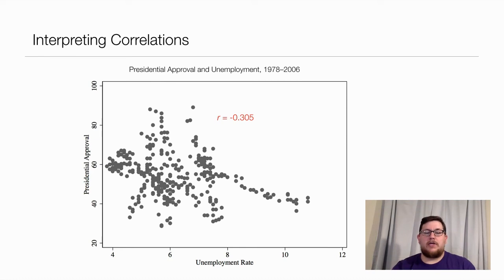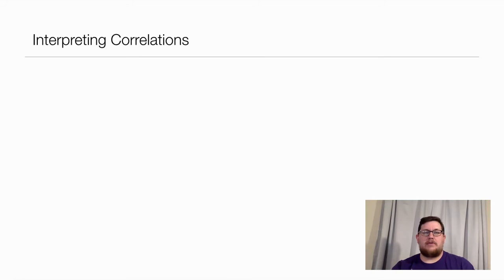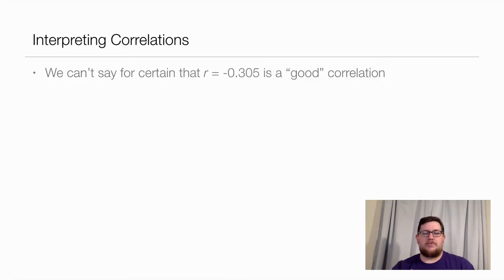All right, so in the case of our data, these two variables are correlated at negative 0.305. So they share about 30.5% of their variance, and they're negatively related. They have that indirect negative correlation. Now, interpreting these correlations, we can't say for certain that r equals negative 0.305 is a good correlation.